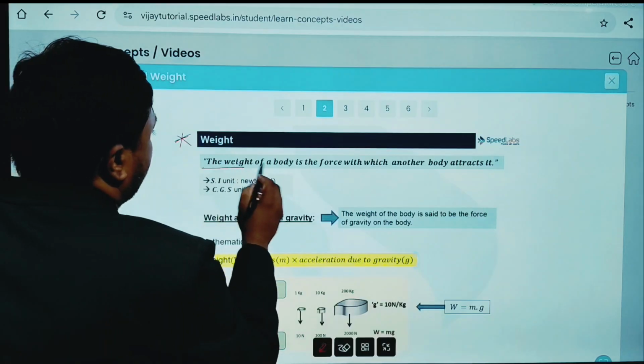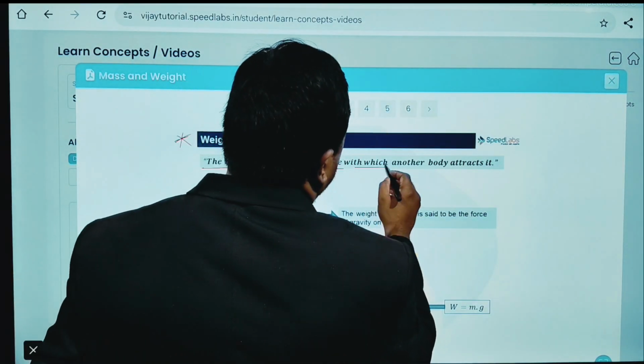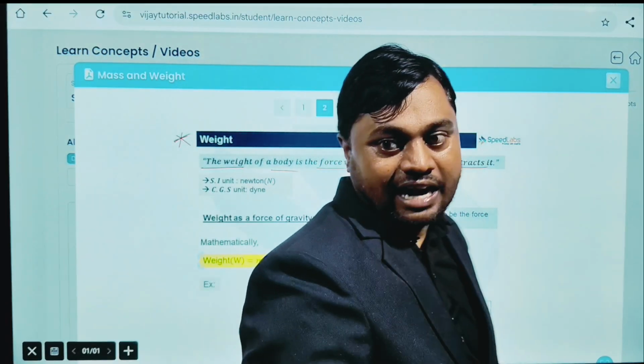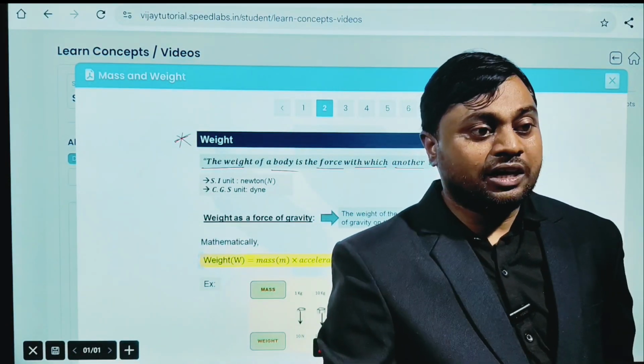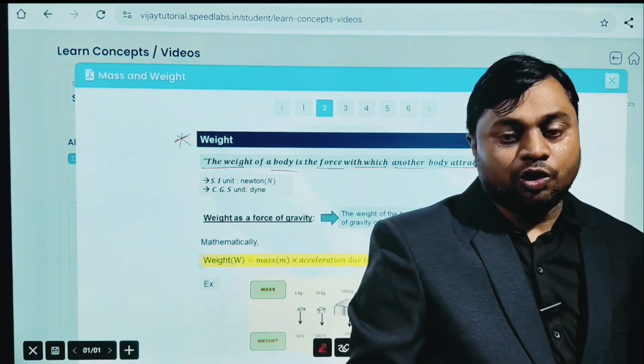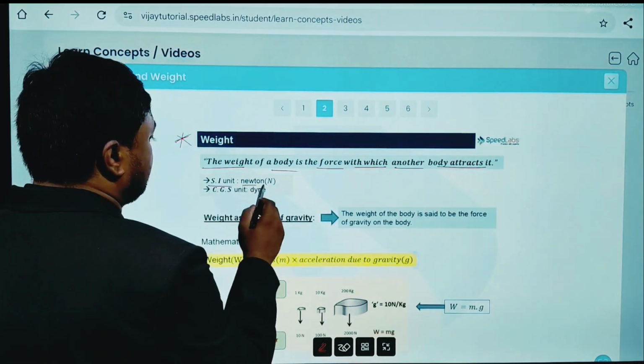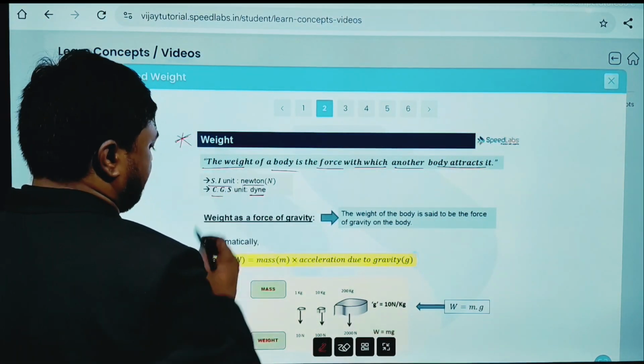Next, now let's see weight. The weight of a body is the force with which another body attracts it. Generally the earth attracts it. Our body is attracted towards the center of the earth. Yes or no? So with a force, that force is nothing but weight. So the SI unit of weight is Newton and the CGS unit is dyne.